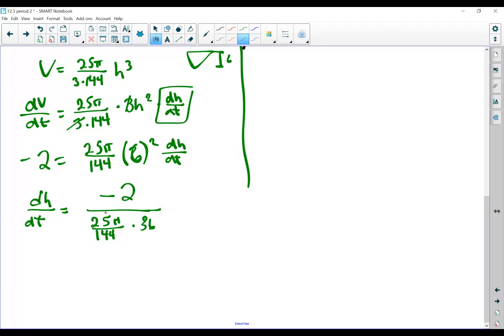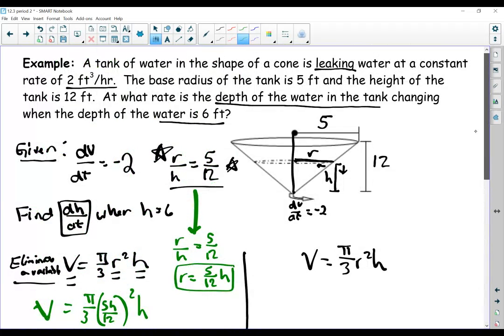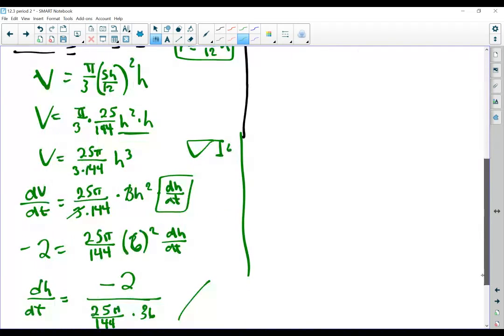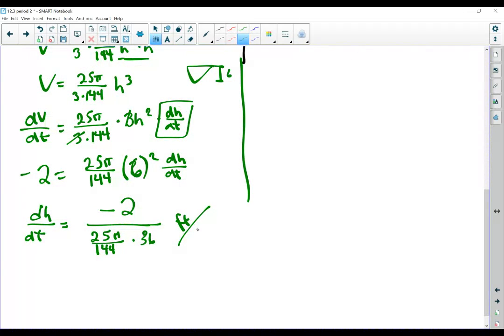Now I can do a lot of simplifying, or I could just tack on my units. So the height was measured in feet and my time was hours. So my height, it would be feet per hour. That's a number, guys. I don't have to clean this up.